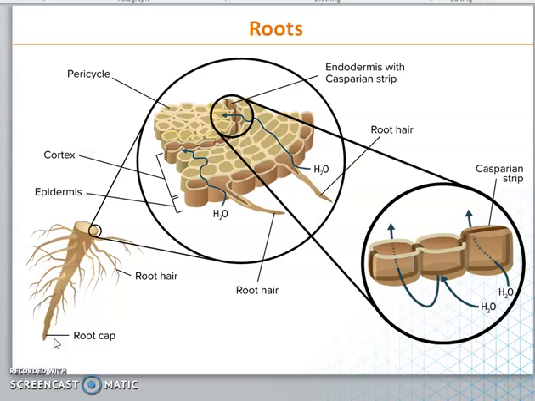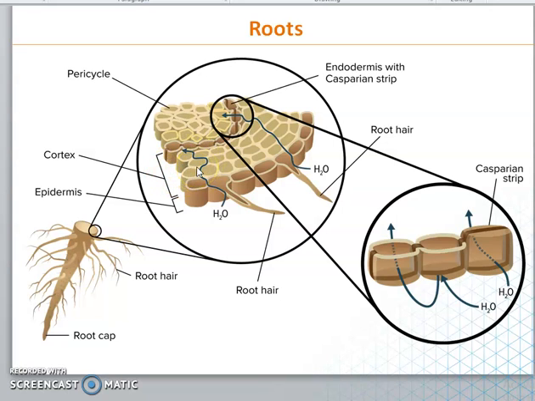So, it consists of parenchyma cells that help protect root tissues. Remember, parenchyma cells are undifferentiated cells which help the support and the protection of the plant. Then, the layer which is beneath the epidermis is called the cortex.